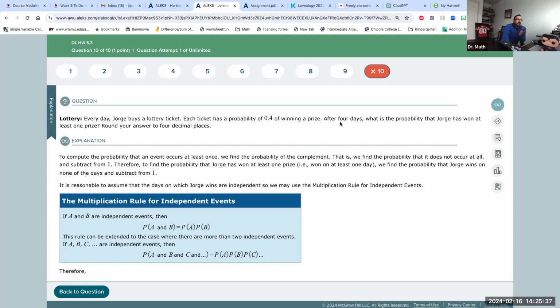So let's simplify this. Whenever we see that phrase at least one, we're going to use the complement. Basically, we're going to find the probability of him winning nothing because that's much easier to find. And once we do that, we're going to do 1 minus that probability. And there's your answer, which is much faster than the alternative.